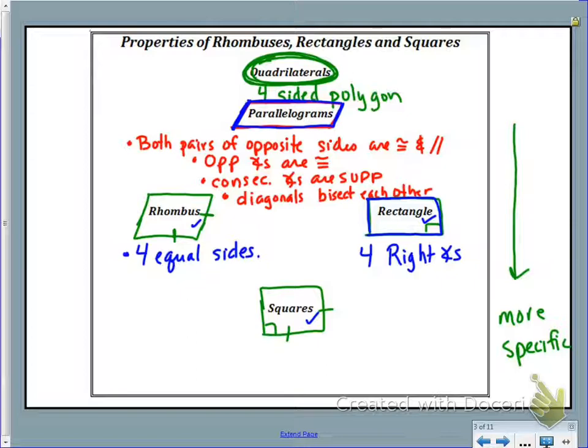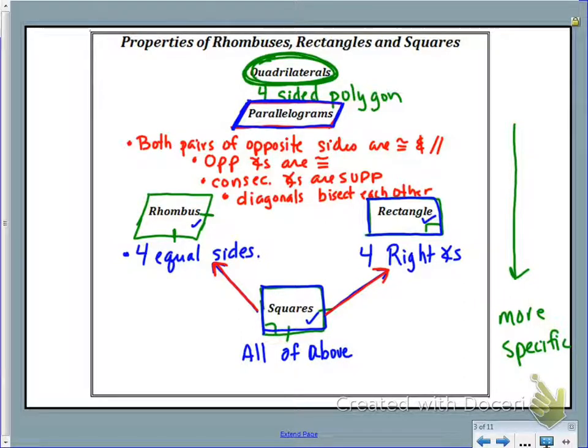And then finally we have the super shape, which is a square. A square has all traits of a parallelogram. It also has all of the traits of a rhombus and all of the traits of a rectangle. So essentially it's the super shape because it has all of the traits of everything above. When I look at this, I'm going to draw in some arrows. A square is also a rhombus, and it's also a rectangle. So every single square holds the traits of a rhombus, and it holds the traits of a rectangle.